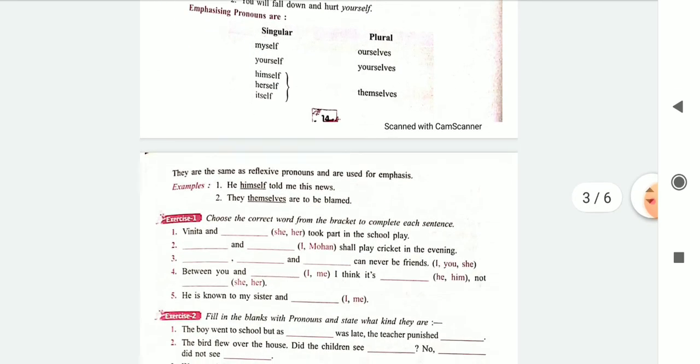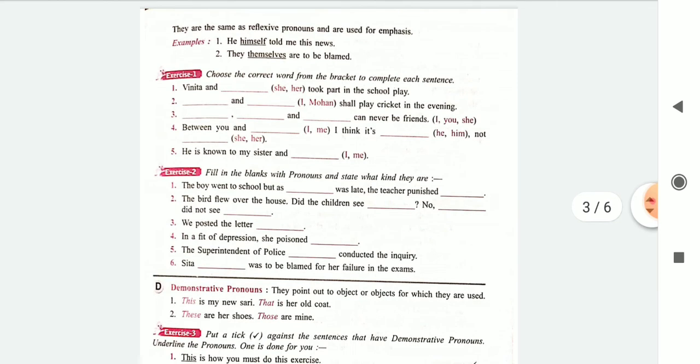After that we have exercise 1, where you will fill up the reflexive pronouns. First, I think, is about just the pronouns. Here we don't even have to fill up the reflexive pronouns. You just have to fill in the pronouns. Vinita and she took part in the school play. Looks very simple. Let's do the fifth one. He is known to my sister and me. I guess it is just use of simple pronouns, not very difficult.